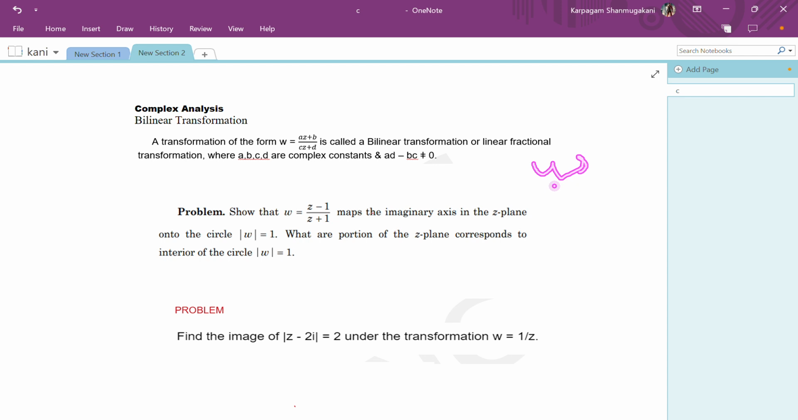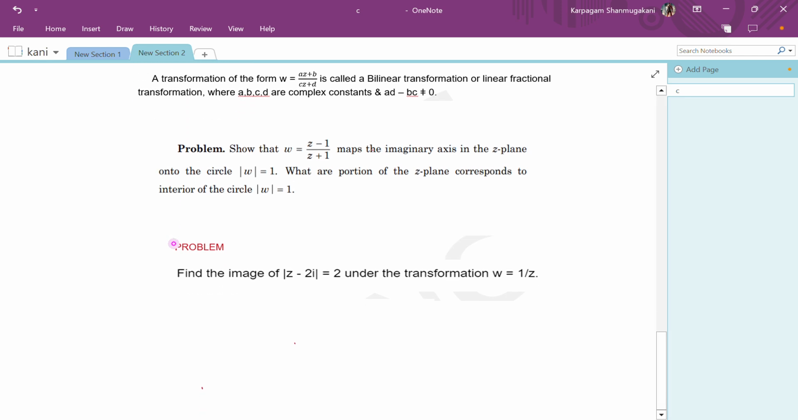When the constants A, B, C, D are complex and the condition AD minus BC not equal to 0, then the transformation is said to be bilinear transformation. Now we will see the problems under the bilinear transformation.